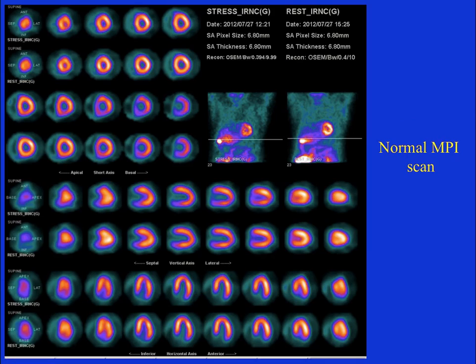This is a perfectly normal MPI scan. As we can see, this is the short axis, this is the vertical long axis, and this is the horizontal long axis. As I have mentioned earlier, the stress and the rest images are arranged alternately. This is the stress, rest, this is the stress, rest, this is the stress, rest, and these are the planar projections. As we can see here, both sets of images, the stress and the rest images, appear similar in terms of the intensity of the color, without any defect at all in both the stress and the rest pictures. So this is a normal scan.